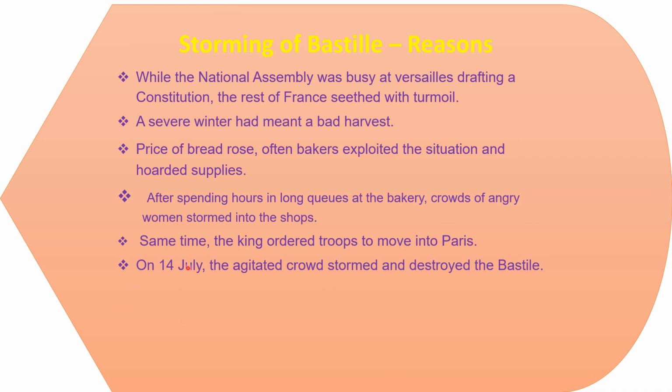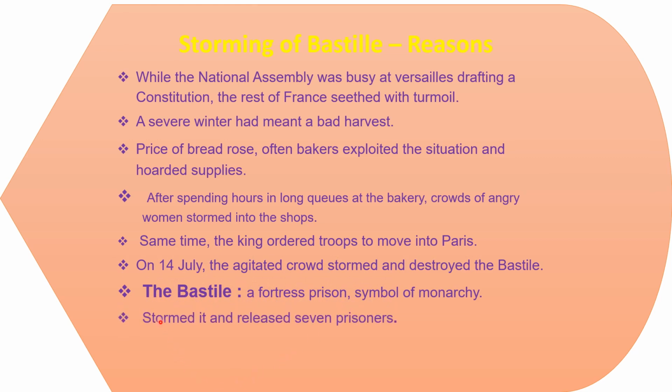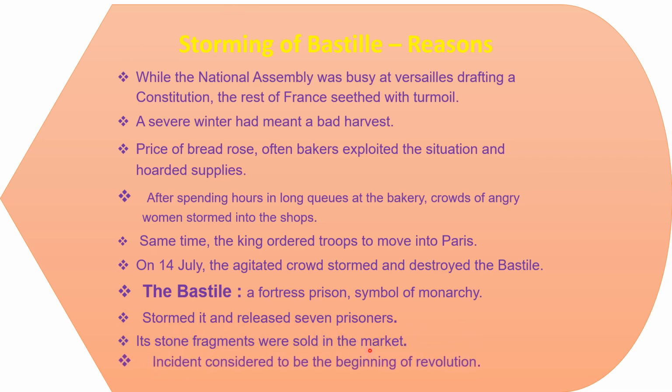This is important in the French Revolution: 14 July 1789. The Bastille, a fortress prison and symbol of monarchy, was stormed and 7 prisoners were released. Its stone fragments were sold in the market. The incident is considered to be the beginning of the revolution. So, what is the beginning of the revolution? The storming of the Bastille.